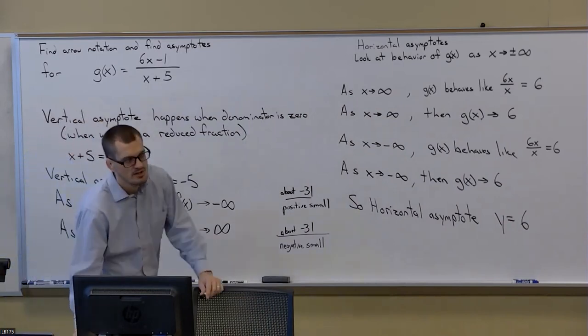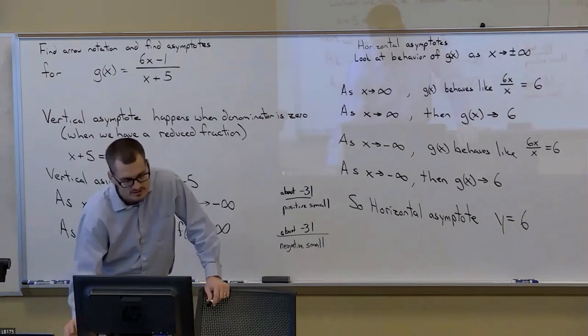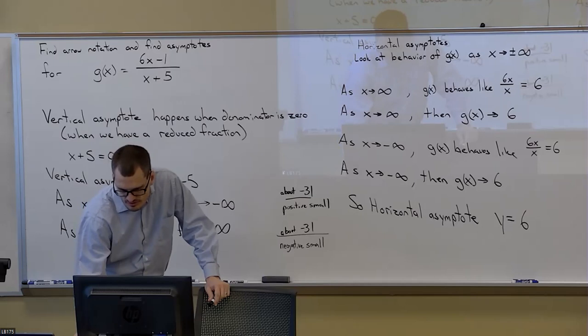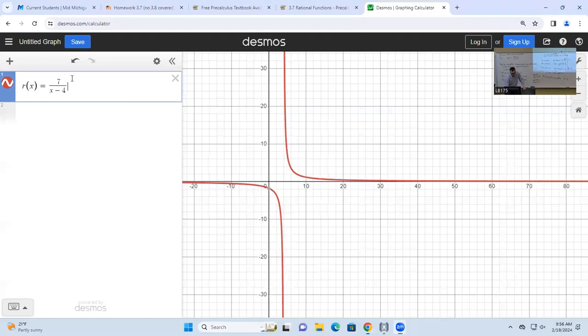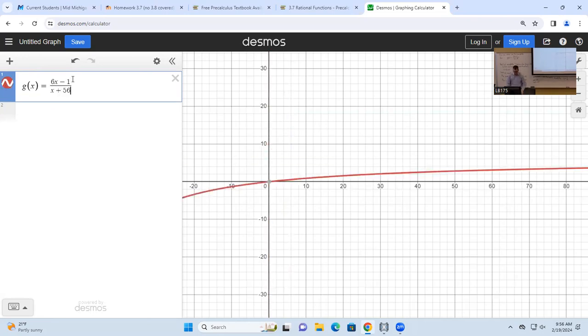All right. Let's confirm that by graphing. Oops, thought I was sharing. Not sharing the screen yet. So we have g of x, which is equal to 6x minus 1 divided by x plus 5.